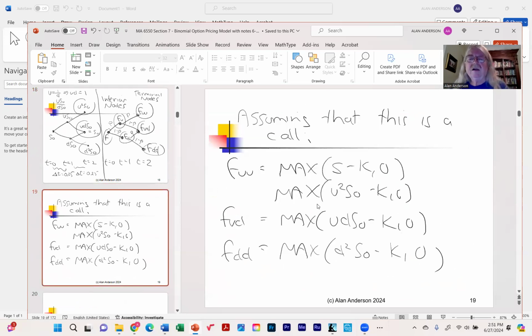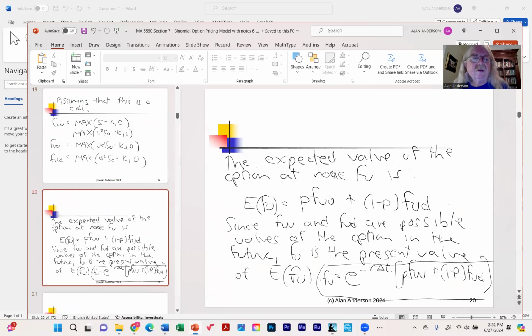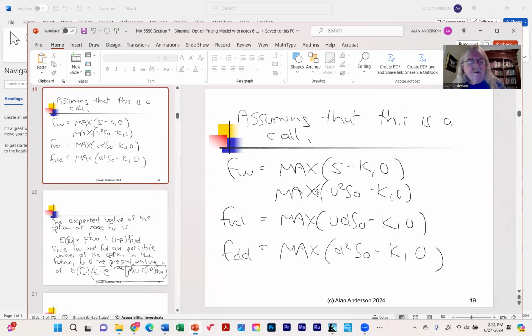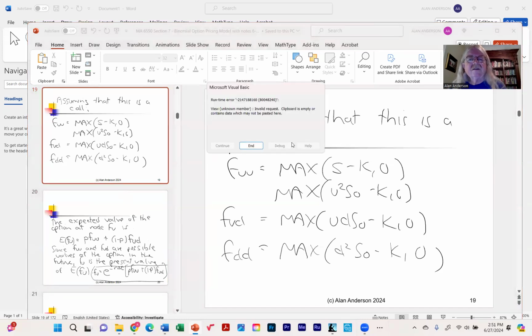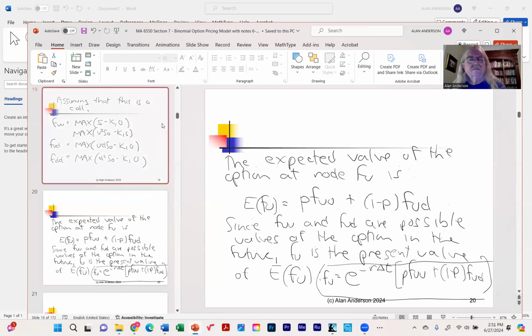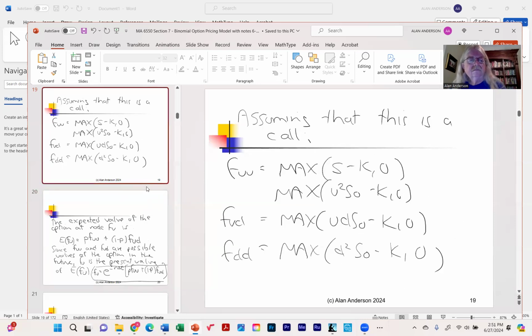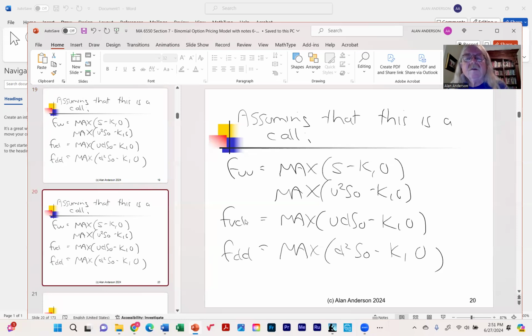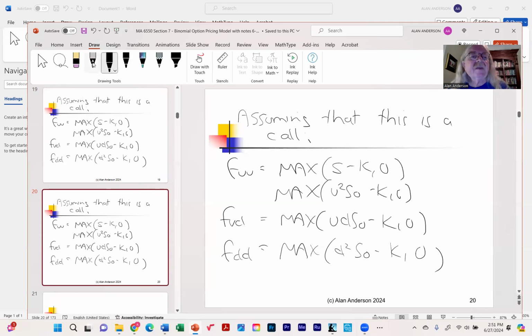Now, by the way, I might as well add this in here while we're on this topic. If this had been a put, the only change would be that these payoffs would be changed to reflect the fact that this is a put. The rest of the process would be exactly the same. So let me just make a few changes here.